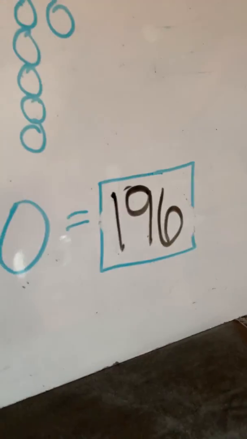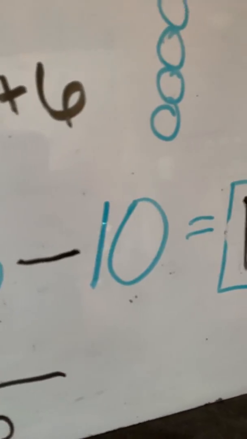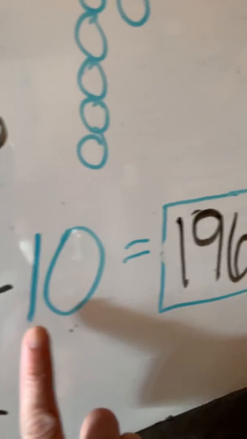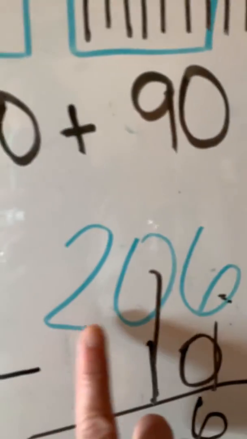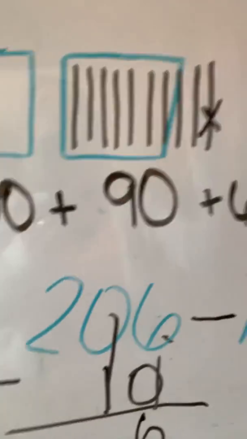Now if we start with 196, we can count 10 more, and we get 206. So that's a way to check it: change your subtracting to adding, the answer plus what you took away. See if you get the big total. And you do. All right, now we're gonna move on.